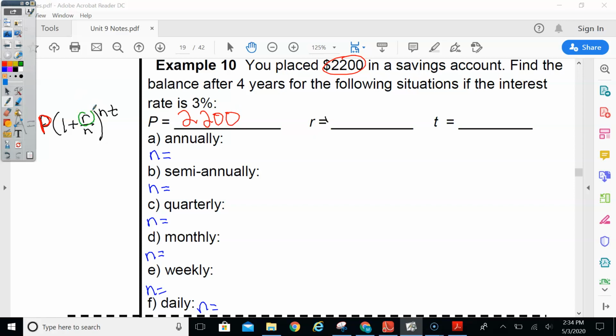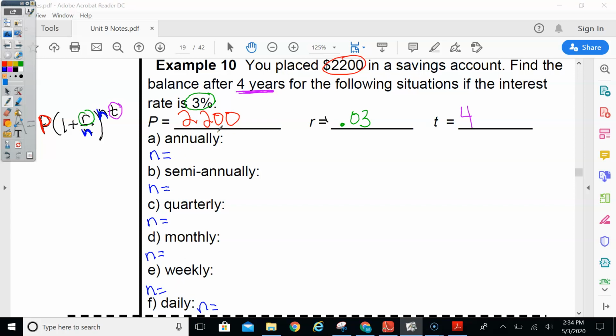R is the interest rate, which here is 3%. If we change 3% to a decimal, we get 0.03. We want to know how much is in the bank after 4 years, so 4 is our time, and that's going to be our exponent. For the n's, both the denominator and the exponent, we're going to use these values for the number of times it's compounded in a year.